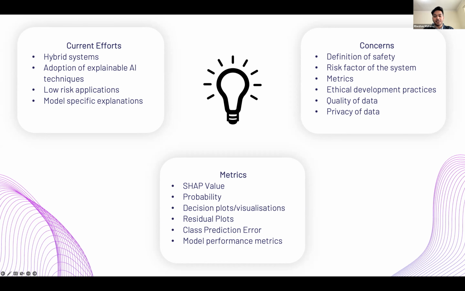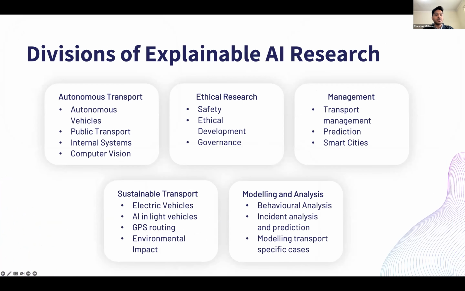Then coming down to the divisions of explainable AI and the research according to it, we have our autonomous transport division, which purely deals with autonomous vehicles, electric vehicles in use today. Think Tesla and their autopilot system. Public transport systems, such as managing them, which also bridges with the management side of the division as well. And then computer vision and LiDAR-based systems. So trying to build an autopilot system, essentially, if you were to put it in a use case.